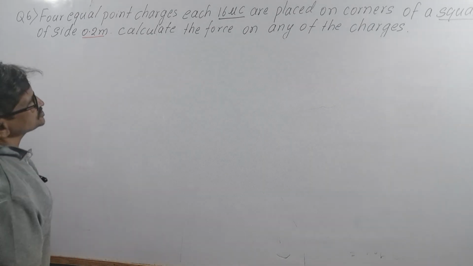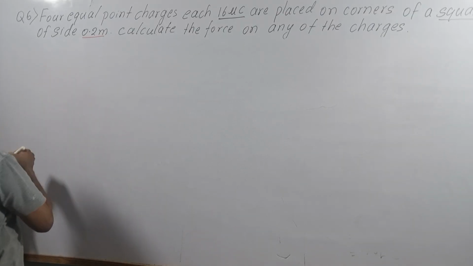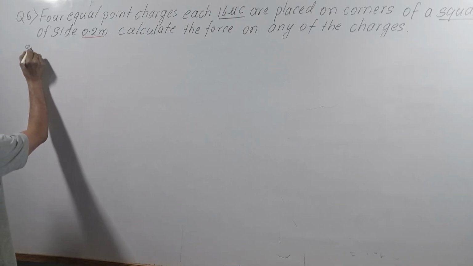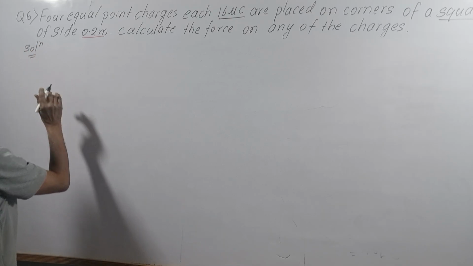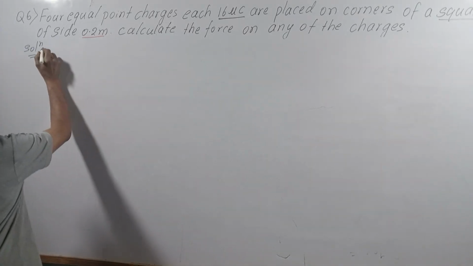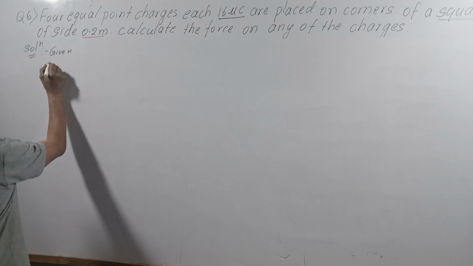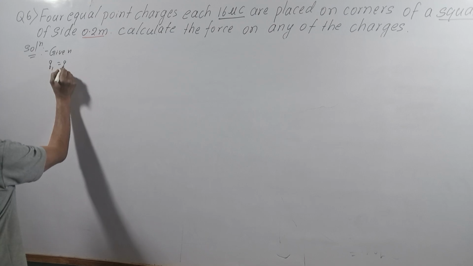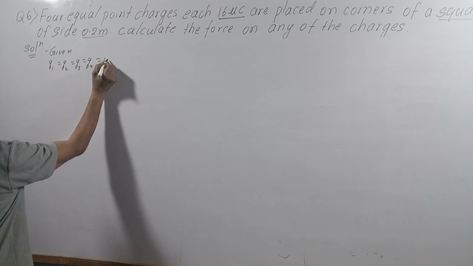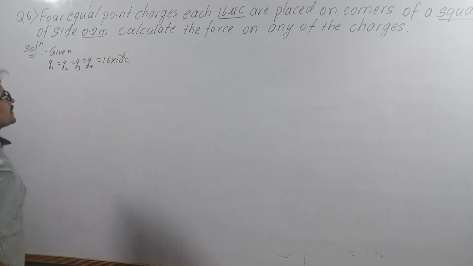So it means four charges are given. They are placed, so I'll draw here. First of all, write the data. What data is given in the examination? You should do this in the theory paper, in detail. Given data: Q1 equal to Q2 equal to Q3 equal to Q4 equal to 16 microcoulomb. Micro means 10 to the power minus 6 coulomb.